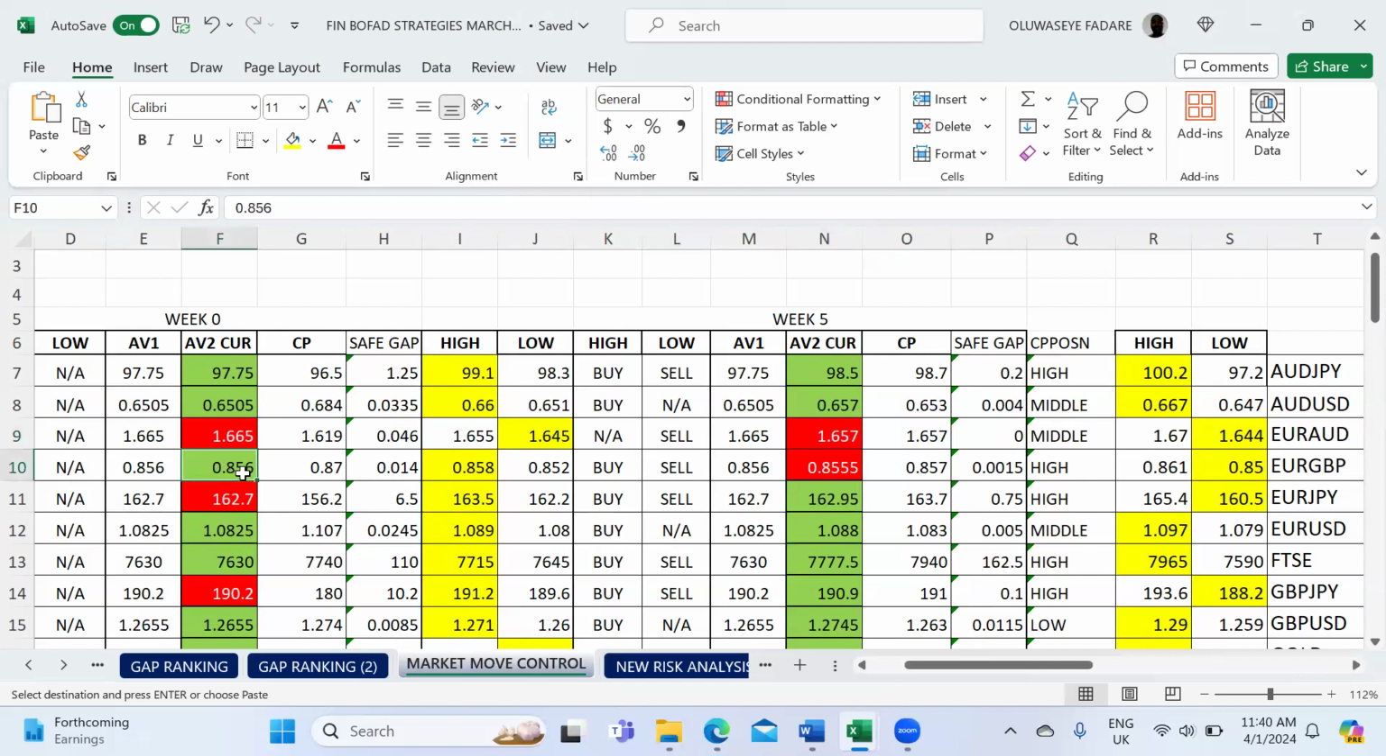From 0.856 to 0.855. So this also is a sell market, okay? From 162.7 to 162.95, this is a buy market. So sometimes the reason why they are having buy and sell is because we copied it from here.